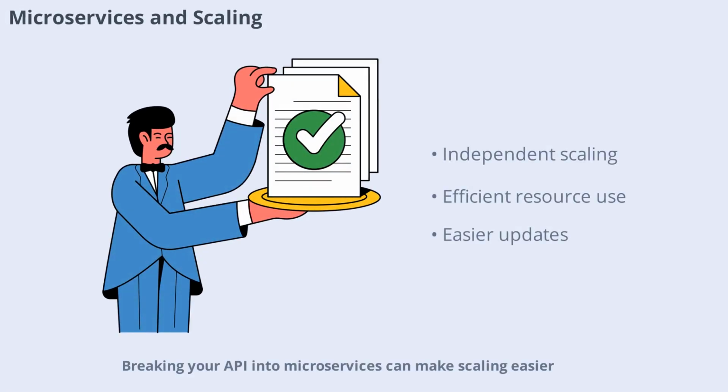Making your API into microservices can make scaling easier. Each microservice handles a specific function and can be scaled independently based on its load. This approach allows you to allocate resources more efficiently and avoid bottlenecks in your system. Microservices also make it easier to update or deploy new features without affecting the entire API. However, they introduce complexity in communication and management, so careful planning is essential.